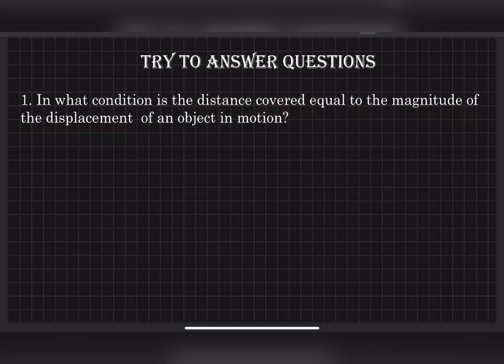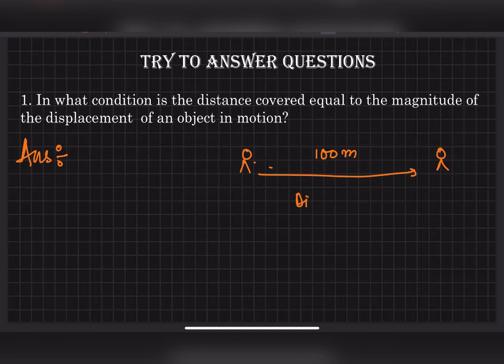The answer to this question will be, let me use this pen. When is distance equal to displacement? Let's say you are here and you move in a straight line and you reach here. What will be the distance? Let's say the distance from here to here is 100 meters. And what will be the displacement? Distance is equal to 100 meters, which is equal to displacement, right? Same, you are traveling in a straight line.